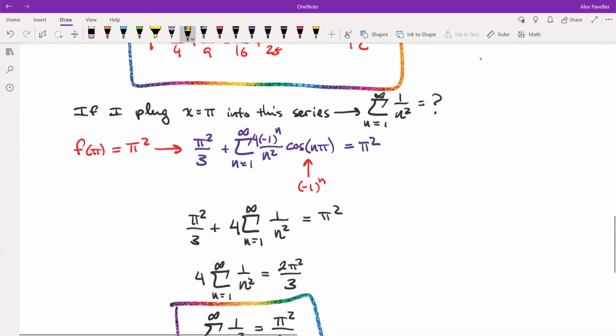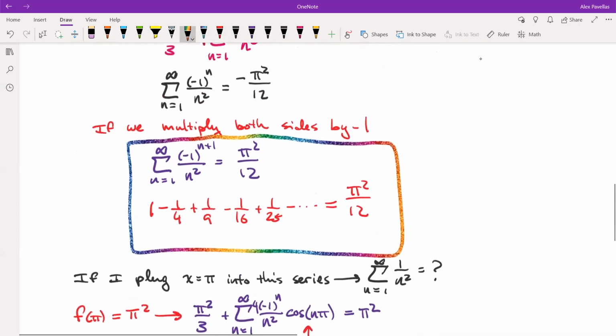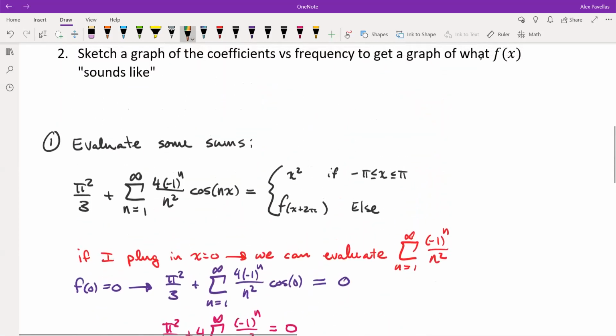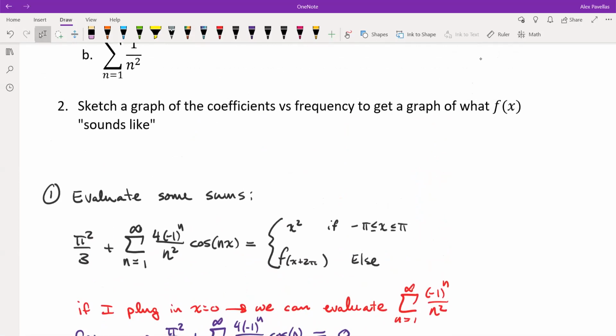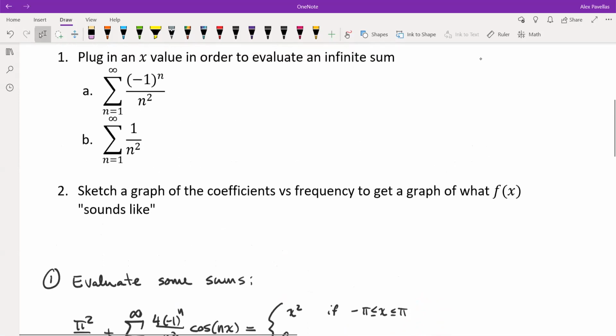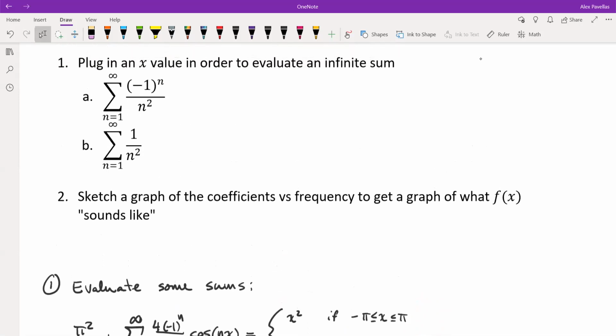Now, if we plug in other x values, we can get other sums. I will leave that to you to figure out. And in fact, if I figure out the Fourier series for a different function, then I could plug in some x values into that and figure out even more sums. So we could keep this growing list of sums that I know what they add up to. Now here's a second, completely different thing that we can do with Fourier series.